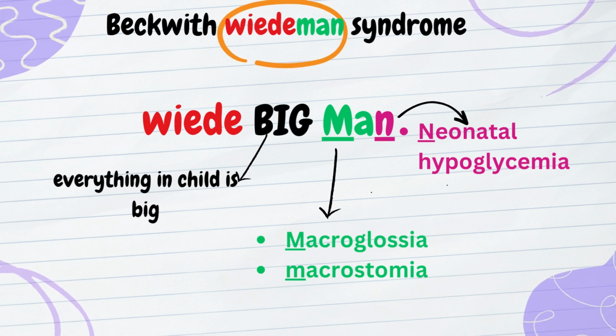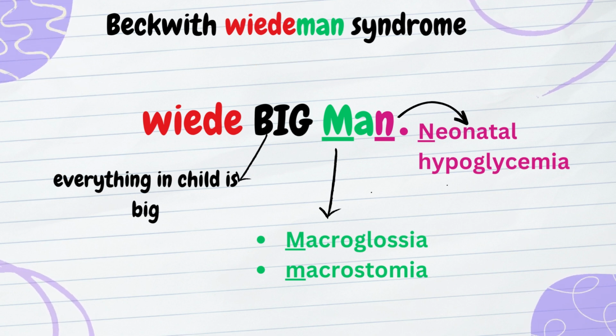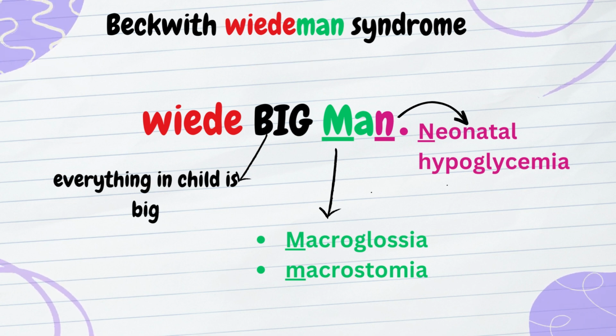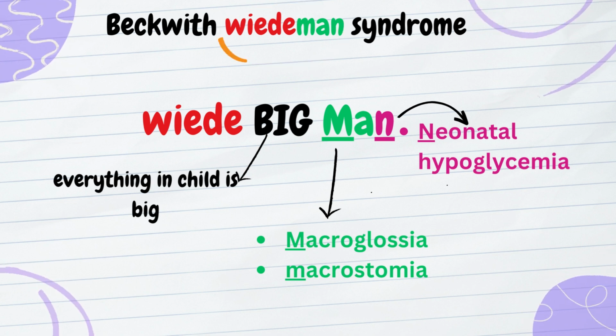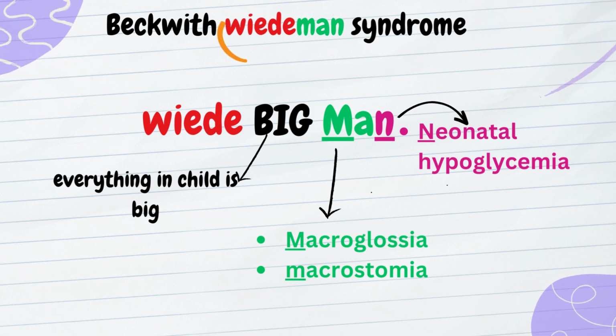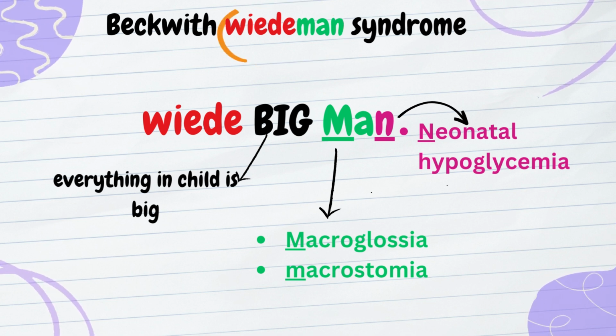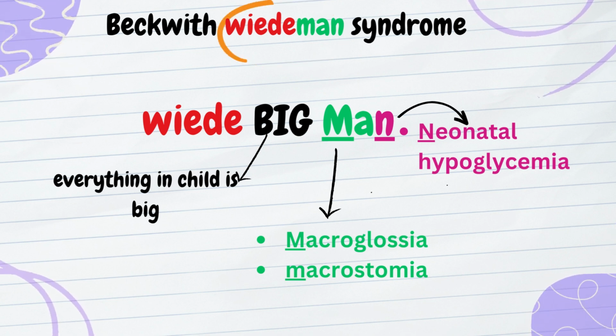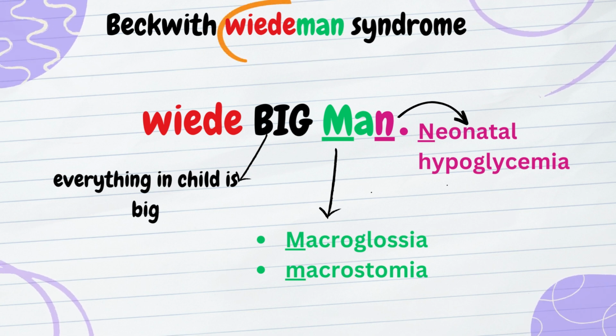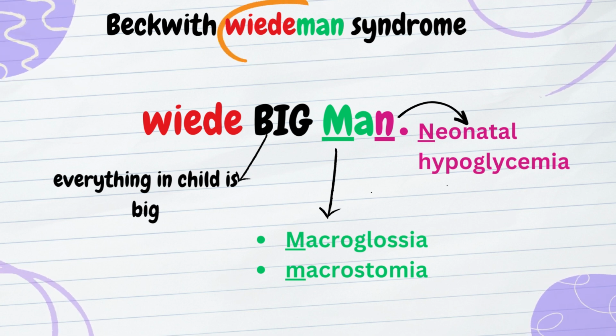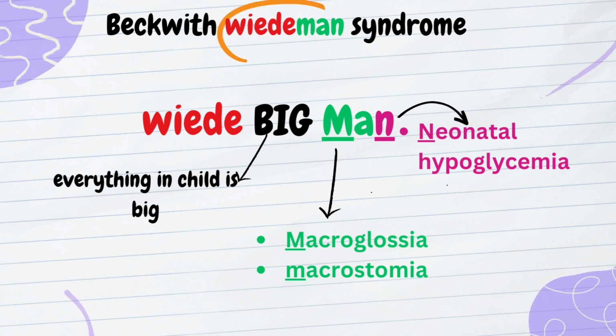You just split this: wide man, that is wide big man. So big means everything in the child is big. What is big? Macroglossia and macrostomia. And N is for neonatal hypoglycemia. This is very important. Macroglossia, macrostomia, and neonatal hypoglycemia, this is very important.